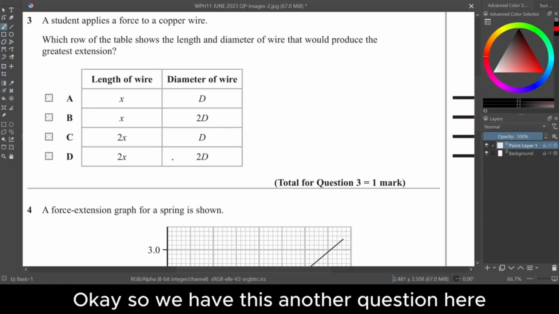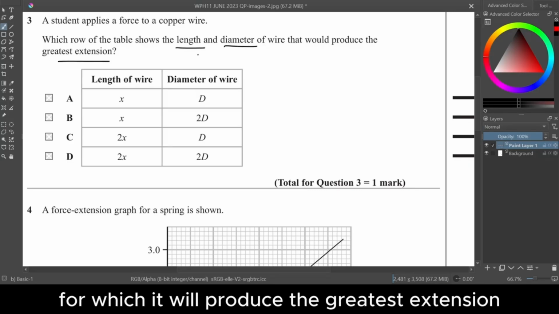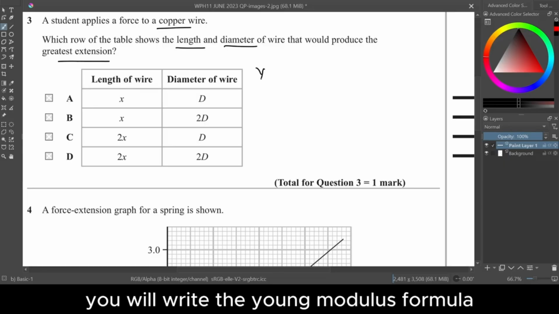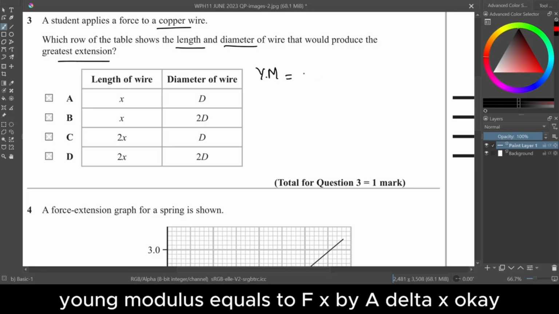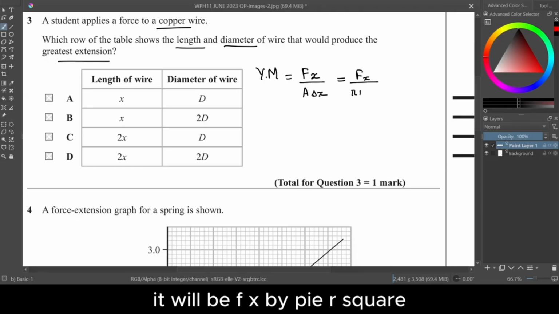Okay, so we have another question here. It is asking us to find the length and diameter for which it will produce the greatest extension for this copper wire. So it's very simple. You will write the Young modulus formula. Young modulus is equal to Fx by A delta x. Okay, now if you expand it more, it will be Fx by pi r square delta x. Area is pi r square.